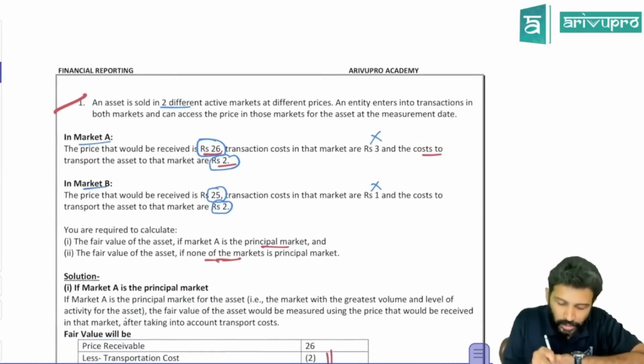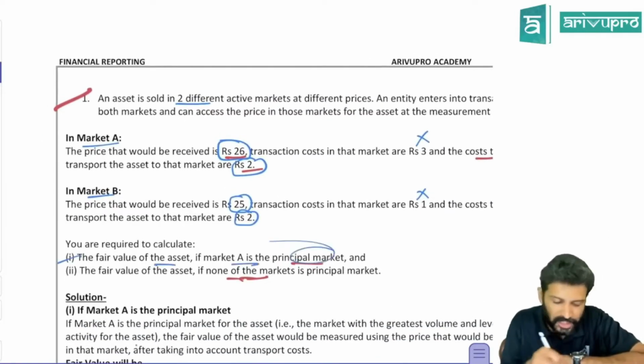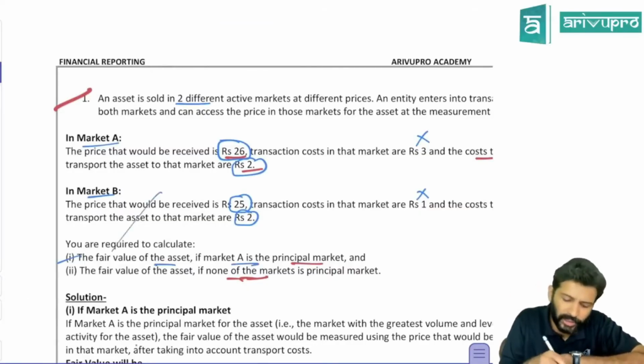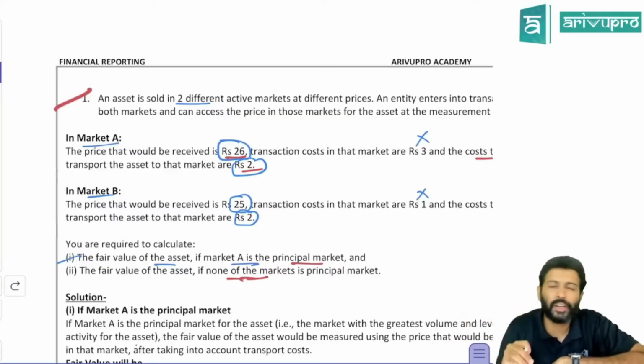Probably should be considered. What would be your answer or your equation to calculate the fair value of the asset if A is the principal market? Sir, if A is the principal market, how do you calculate? That means you ignore B's data and consider only A. So using A's market curve, you need to find out the fair value.